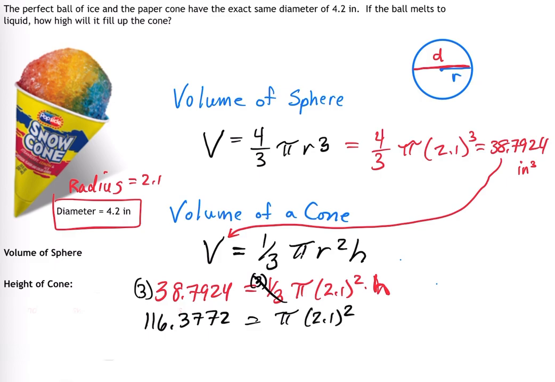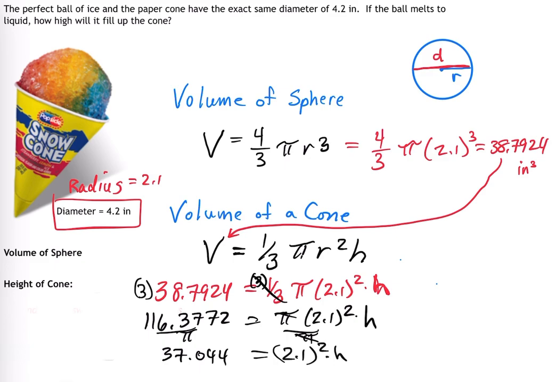The next thing that's farthest from the h is the pi. Let's get rid of that next. That's being multiplied to the h, so therefore we are going to divide by pi. That'll cross that out. So if I divide this side by pi, I'll then have 37.044 equals 2.1 squared h.